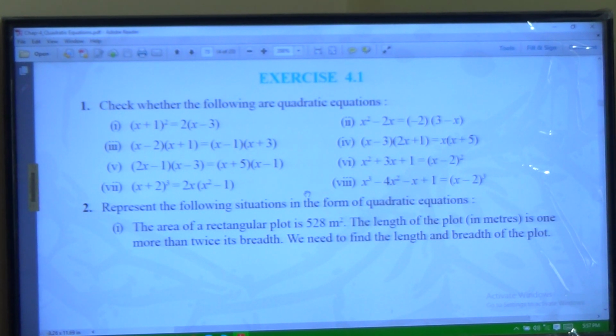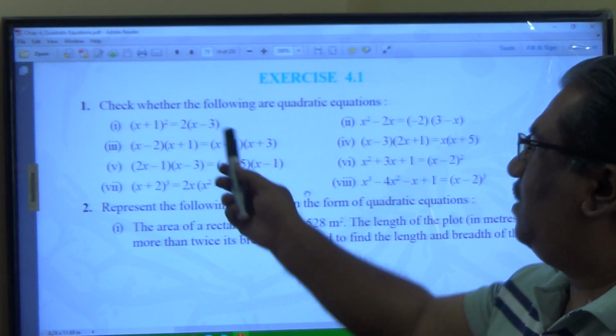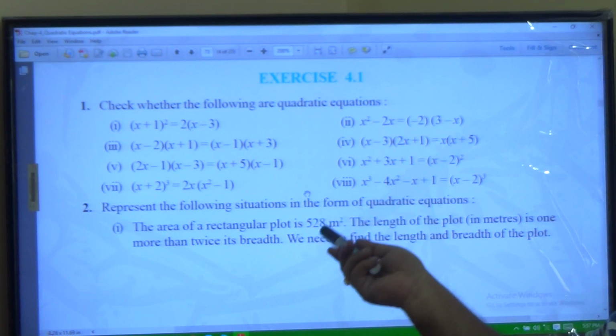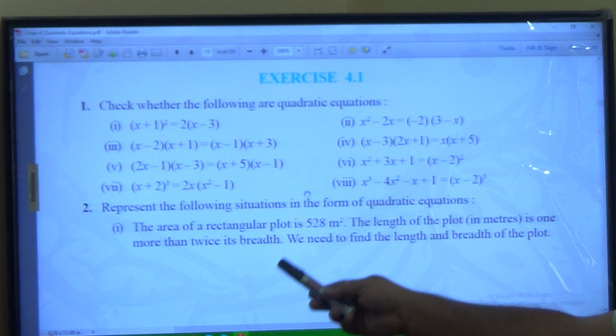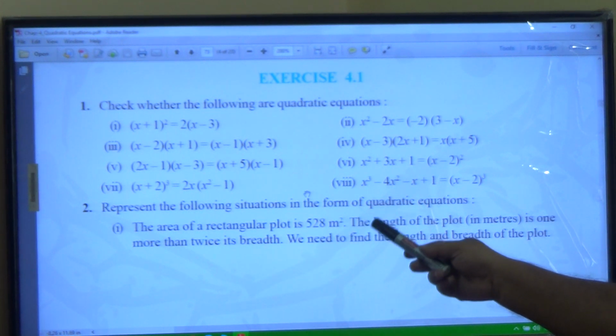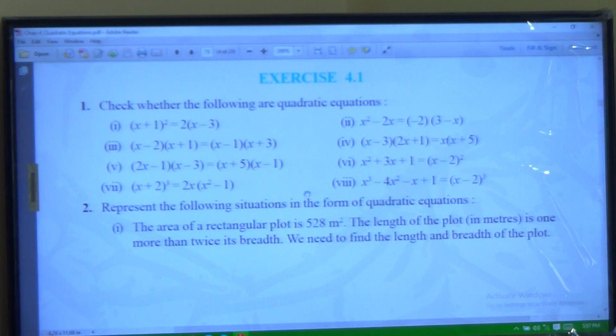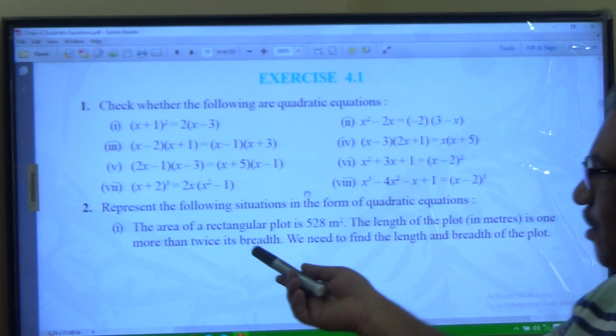Now let us have a look at exercise 4.1. Check whether the following are quadratic equations. I have solved many such numericals which you can solve yourself. And here we will see, represent the following situation in the form of quadratic equations. But what I will do here is, I will solve these numericals for your information.